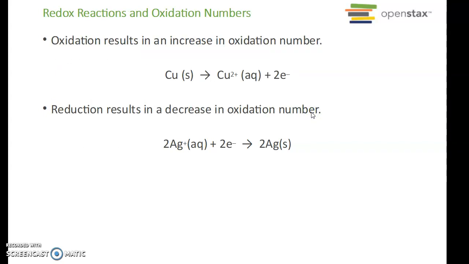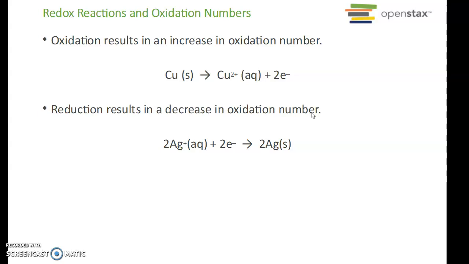Remember back on oxidation: oxidation results in an increase in the oxidation number. Copper, which has an oxidation number of 0, going to copper plus 2 is an increase of 2 for the copper atom, with the release of 2 electrons. So copper is being oxidized in that reaction. Reduction is when something gains electrons, so the electrons are now on the left-hand side of the equation.